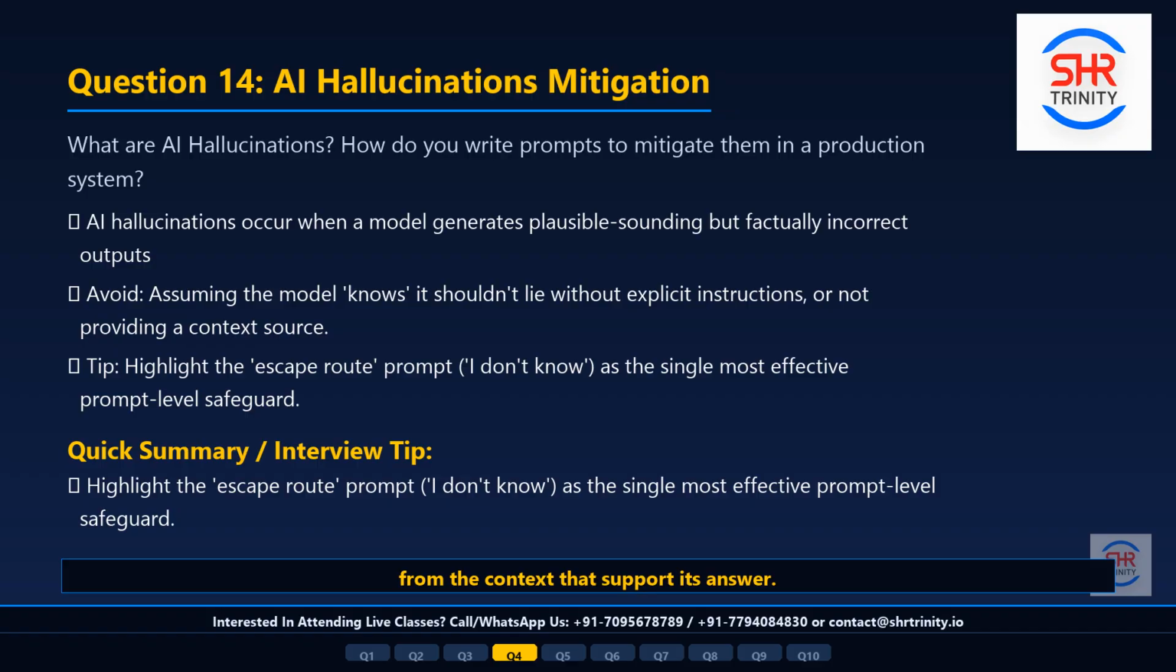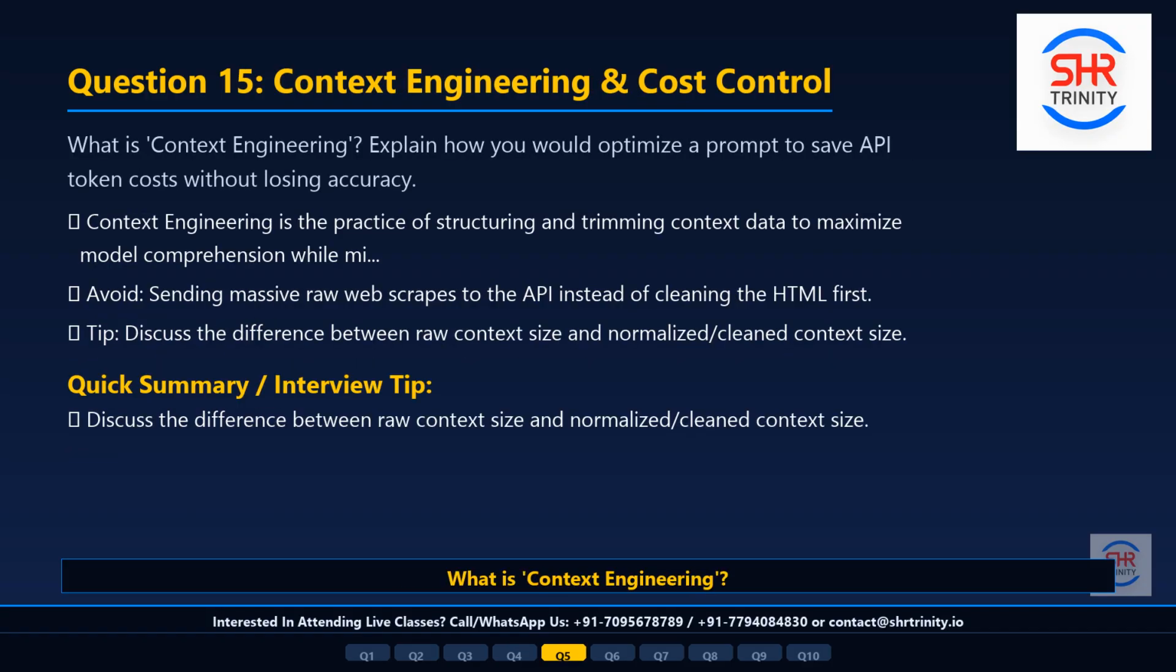Question 15. What is context engineering? Explain how you would optimize a prompt to save API token costs without losing accuracy.